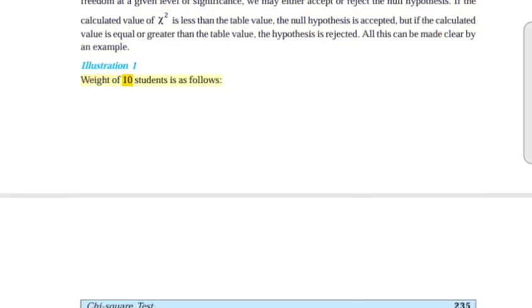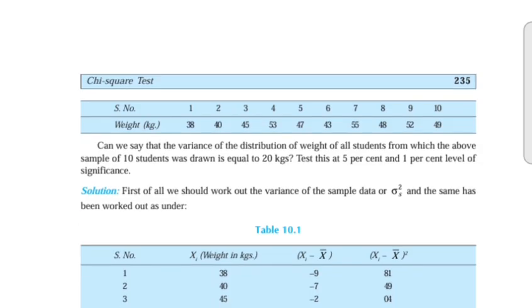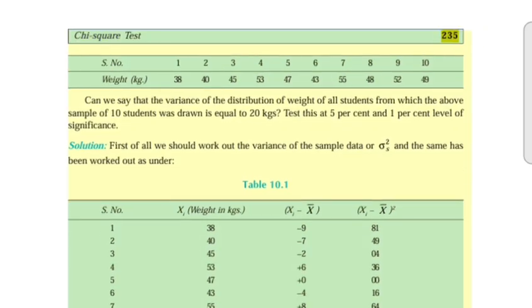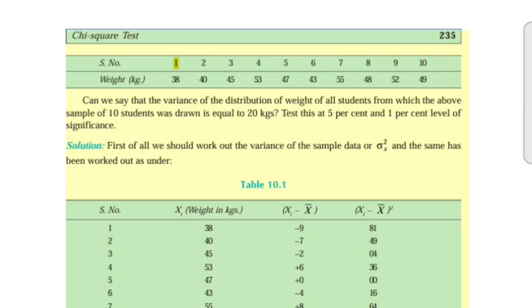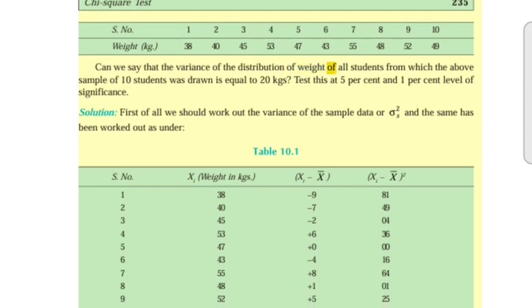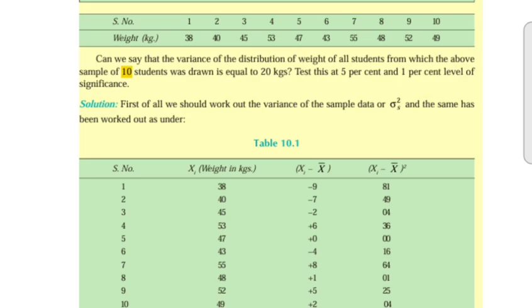Illustration 1. Weight of 10 students is as follows: 38, 40, 45, 53, 47, 43, 55, 48, 52, 49 kg. Can we say that the variance of the distribution of weight of all students from which the above sample of 10 students was drawn is equal to 20 kg? Test this at 5% and 1% level of significance.